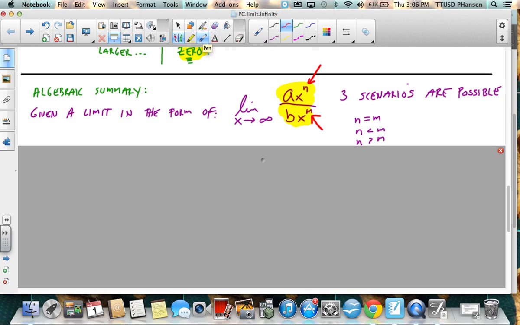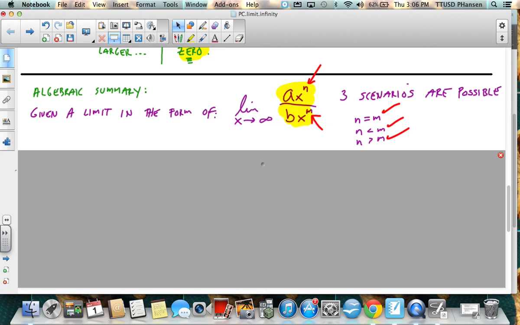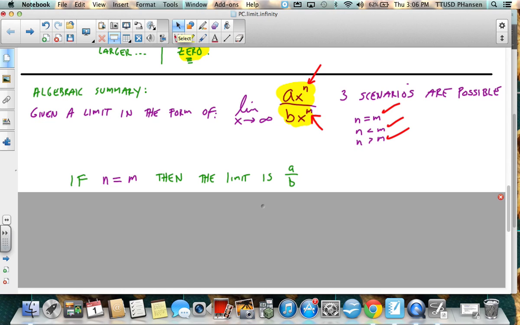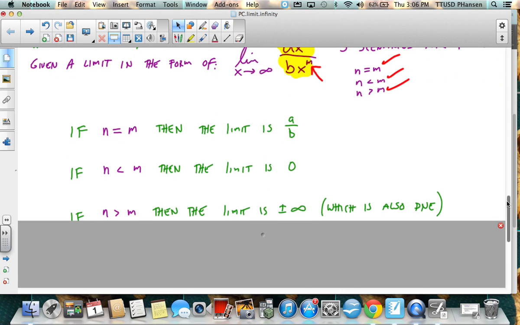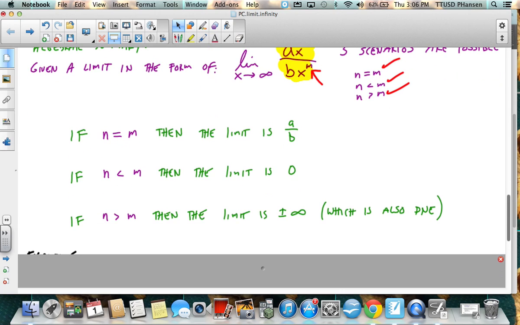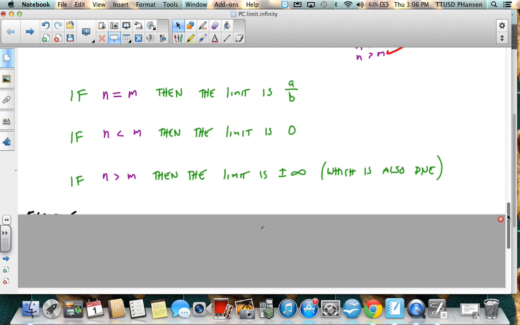There's three scenarios possible. The two degrees could equal each other. n could be less than m, aka the degree of the numerator is less than the denominator. Or n could be greater than m, the degree of the numerator is greater than the denominator. Algebraically, there's a way to look at any sort of limit at infinity to figure out what the limit's going to be. And it's similar to what we did with asymptotes earlier in the year.